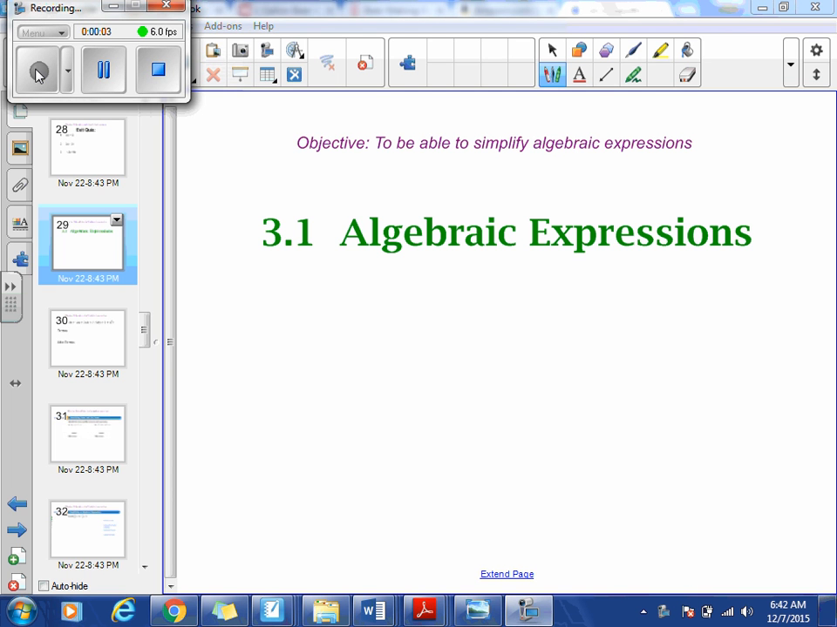Your job while you watch this video is to fill out the note sheet I gave you in class. The goal of section 3.1 algebraic expressions is to combine everything we talked about lately. So combining like terms as well as distributive property, putting that all together and using it to simplify algebraic expressions as much as we can.